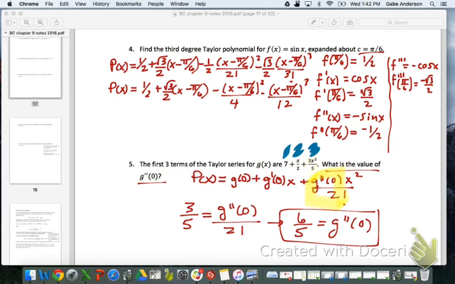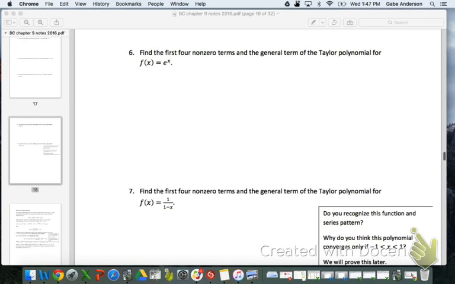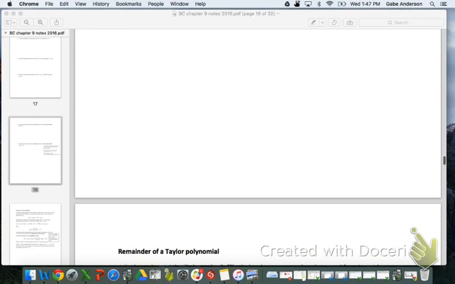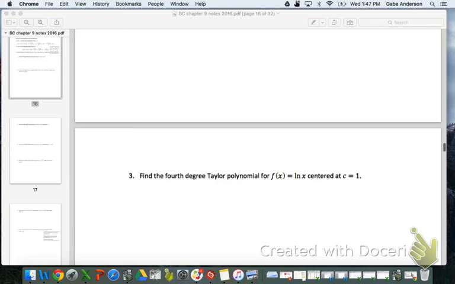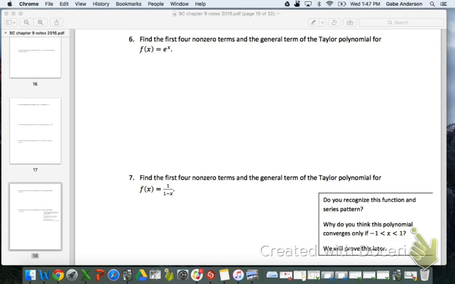Okay, I think we got a few more examples to go here. Let's see what we can find in these last, I think the last two. Yep. Okay, so a couple of important ones coming up with numbers 6 and 7. Okay, so number 6, find the first 4 non-zero terms and the general term for the Taylor polynomial. And I'll put at c equals 0.